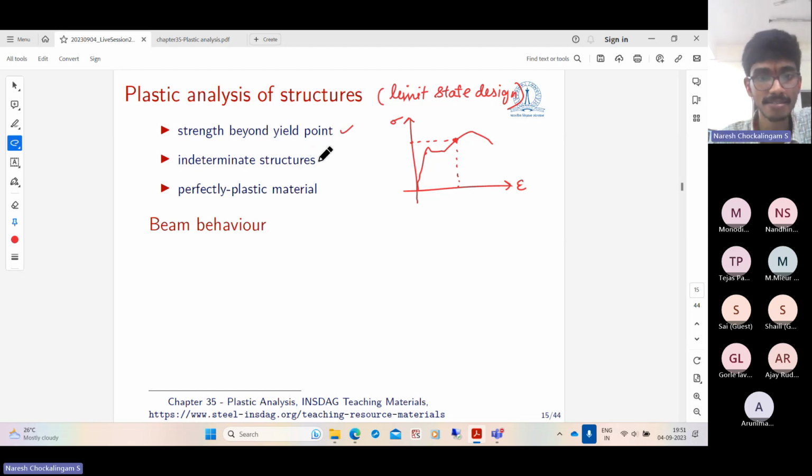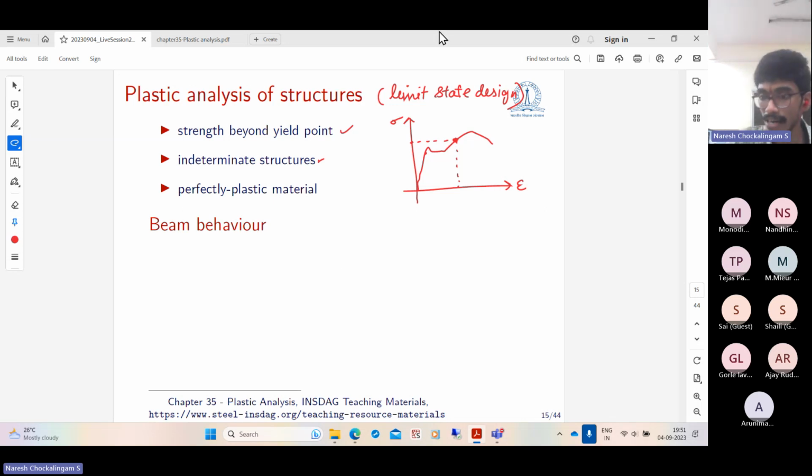And in indeterminate structures, it helps a lot in redistributing the internal moments and so on. So we can do an economical design of statically indeterminate structures. Elastic design of statically indeterminate structures is very conservative. So when you do plastic analysis, you allow for the moments to be redistributed between various members. We'll see how it happens. And the assumption is that the material is perfectly plastic.